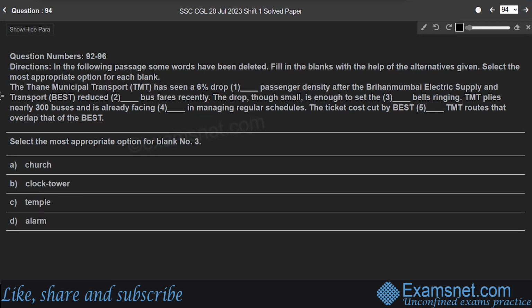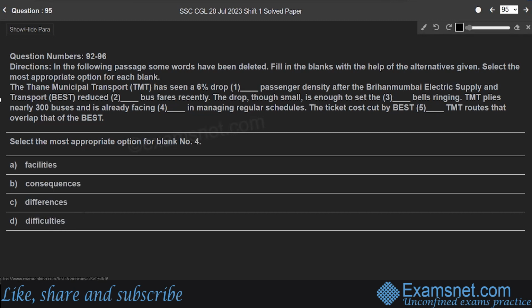Moving further, question 94. The drop, though small, is enough to set the alarm bells ringing, right? Because the sentence talks about the reduction of bus fares which can cause an alarm, right? Alarm bells means an anxious awareness of danger, right? Here the sentence talks about the reduction of bus fares which can cause an alarm. Therefore, option D is the right answer. So alarm bells ringing.